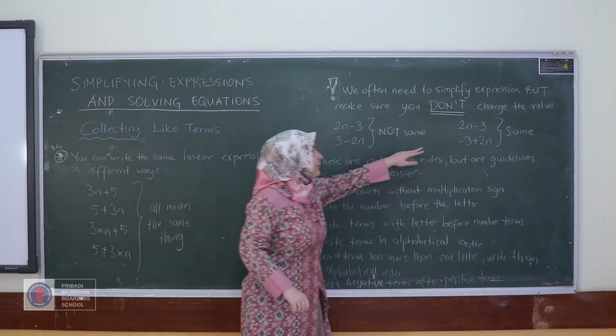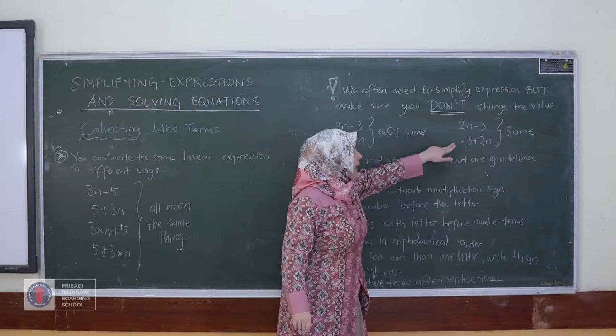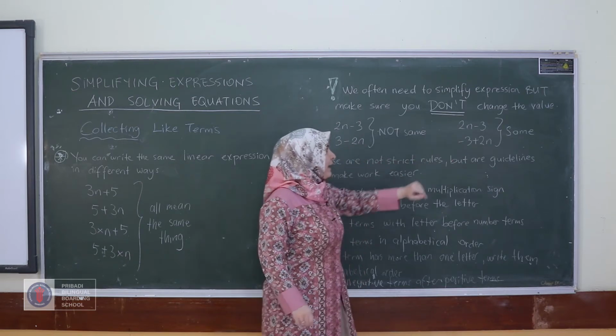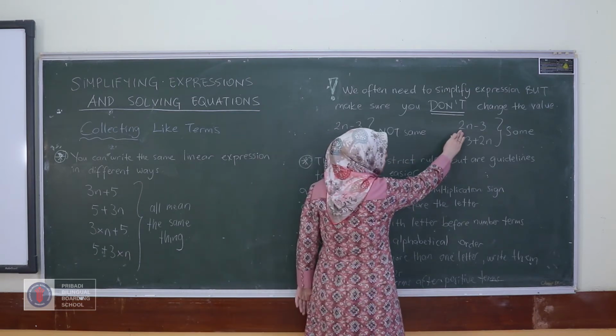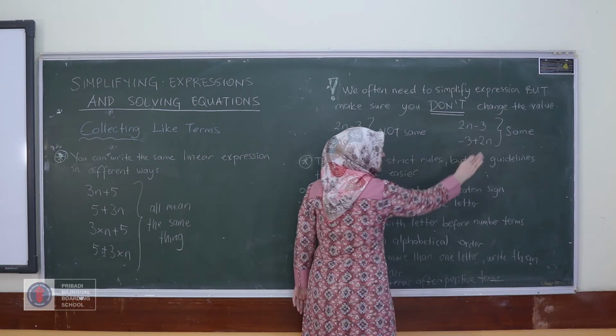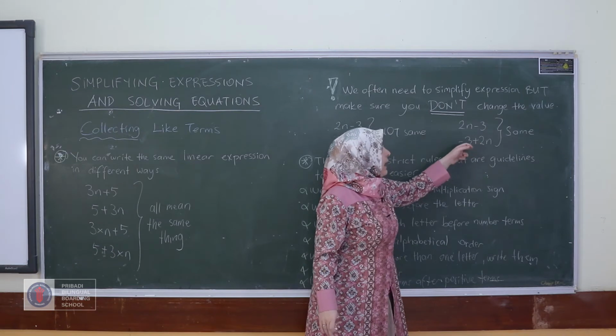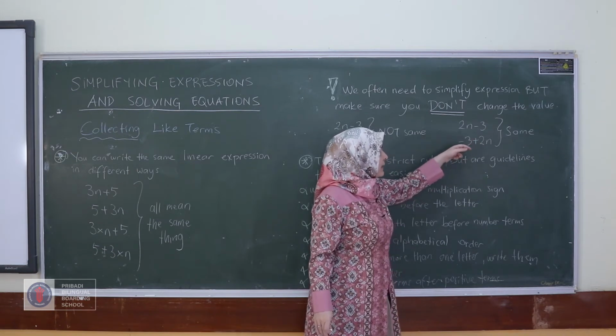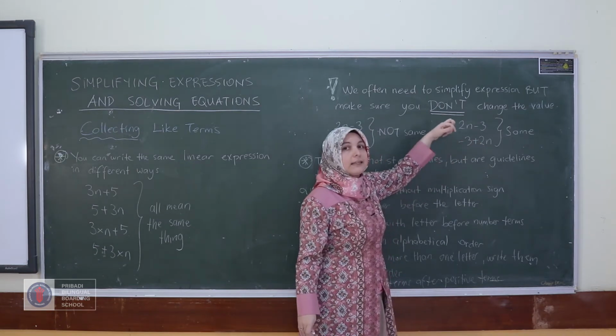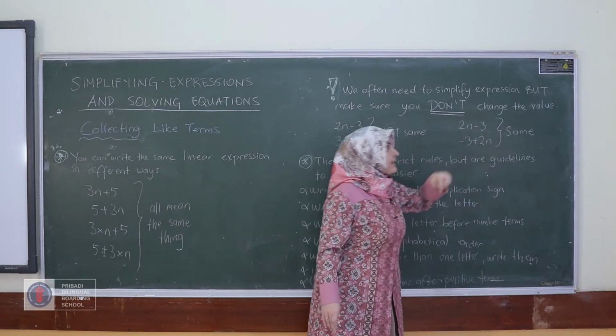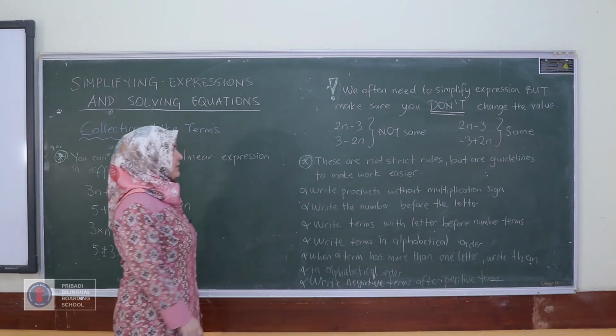Another example, 2n minus 3 and minus 3 plus 2n. Let's check: positive 2n and positive 2n, both positive; negative 3 and negative 3, both the same. So we can say that these two expressions are exactly the same expressions. Okay?